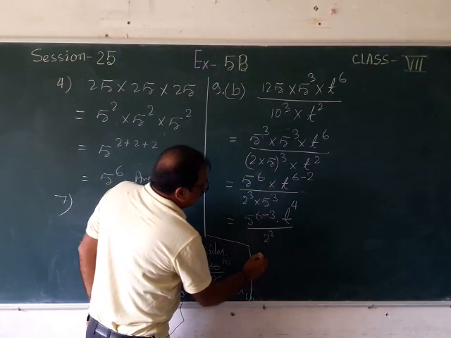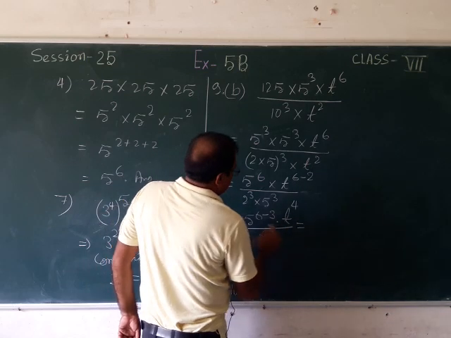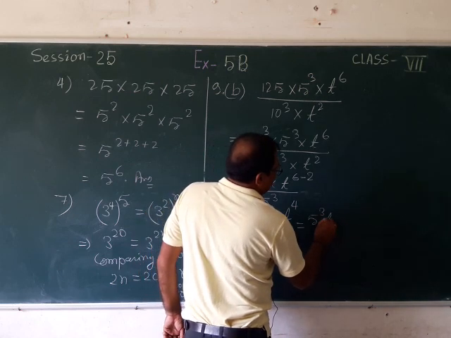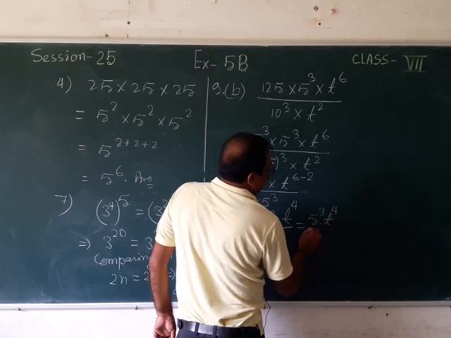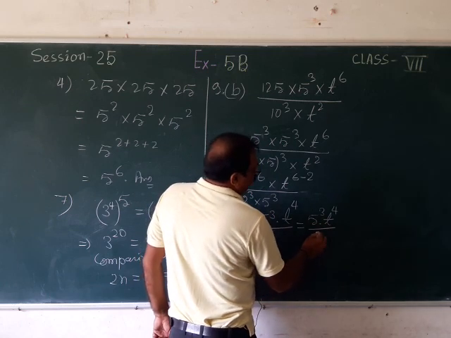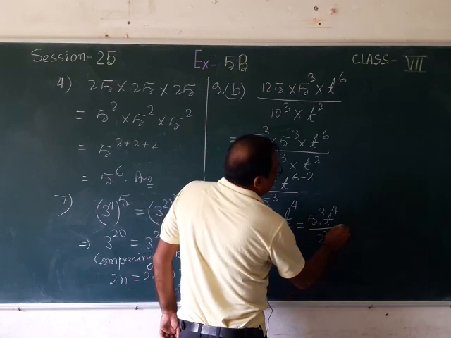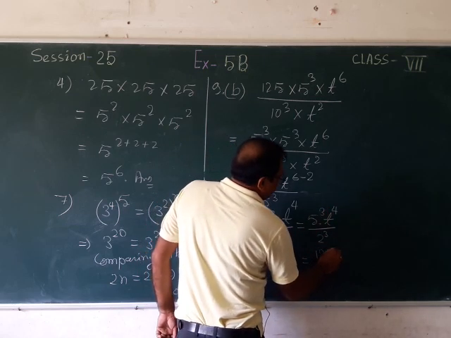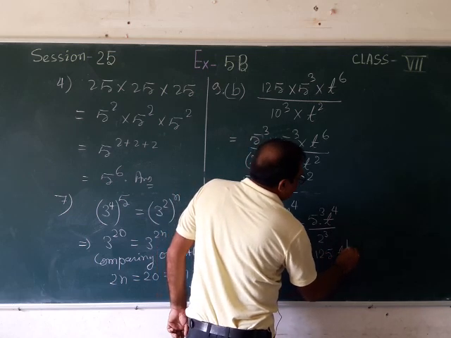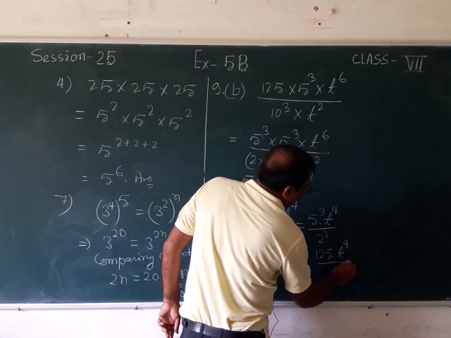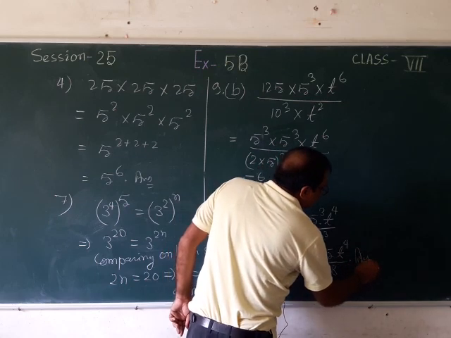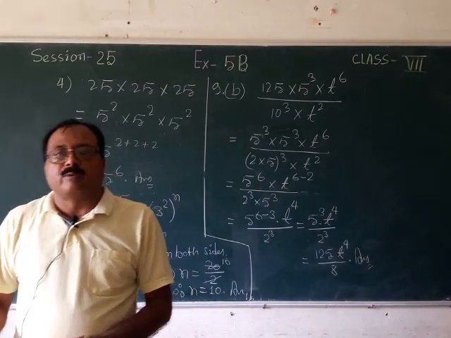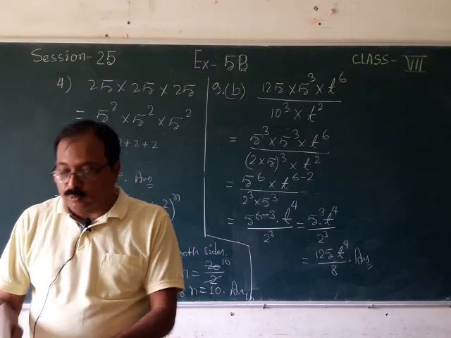Then further it can be written as 5 to the power 3, then t to the power 4 upon 2 to the power 3. Just one time you copy, then you can write your answer. 5 to the power 3 means 5 into 5 into 5, that is coming to be 125. t to the power 4 upon 2 into 2 into 2 means 8, and it will be the answer. So like this you need to apply all the rules of exponent to do such type of questions.